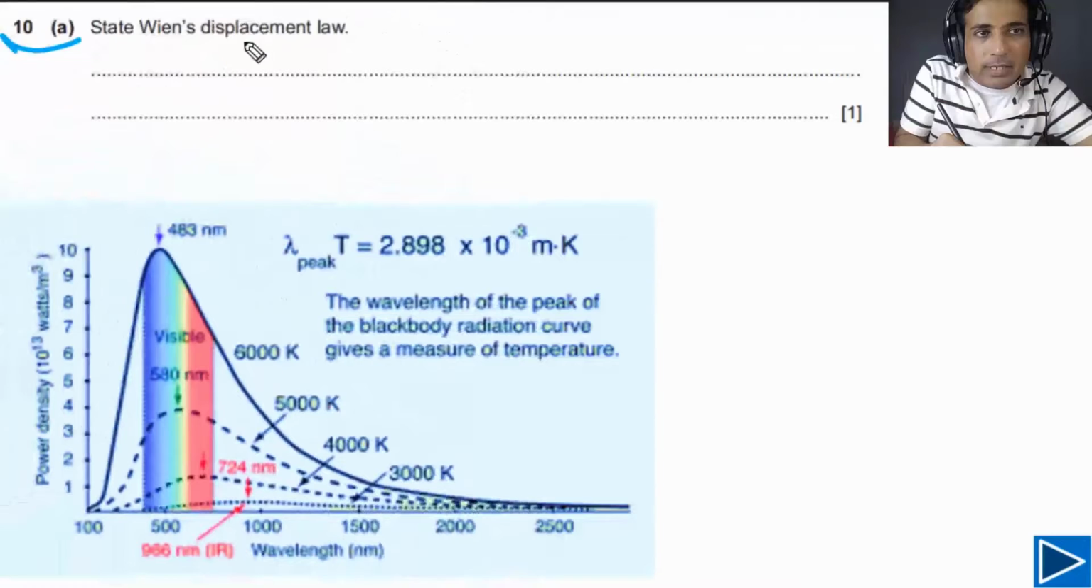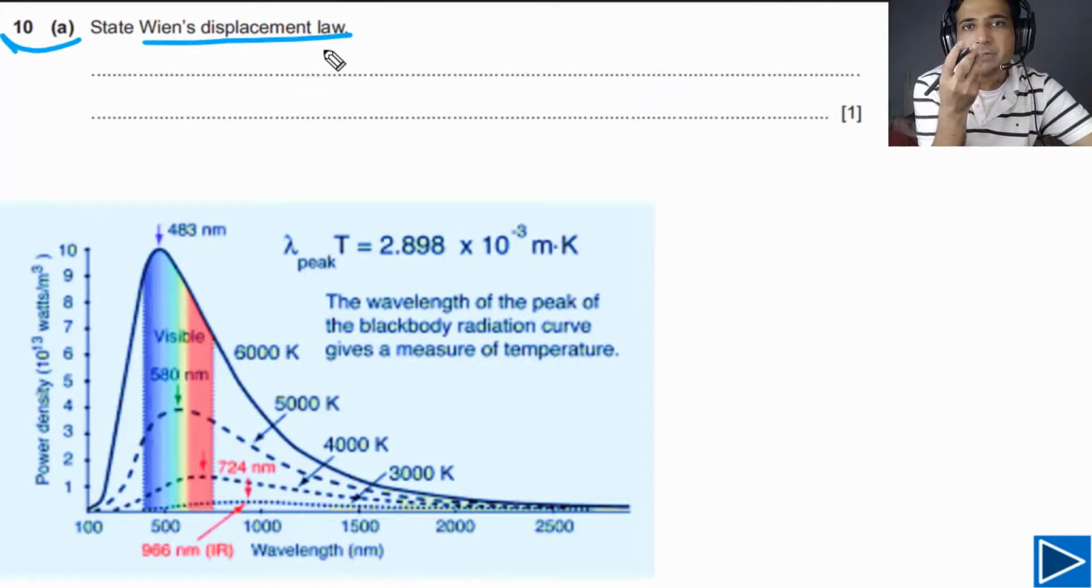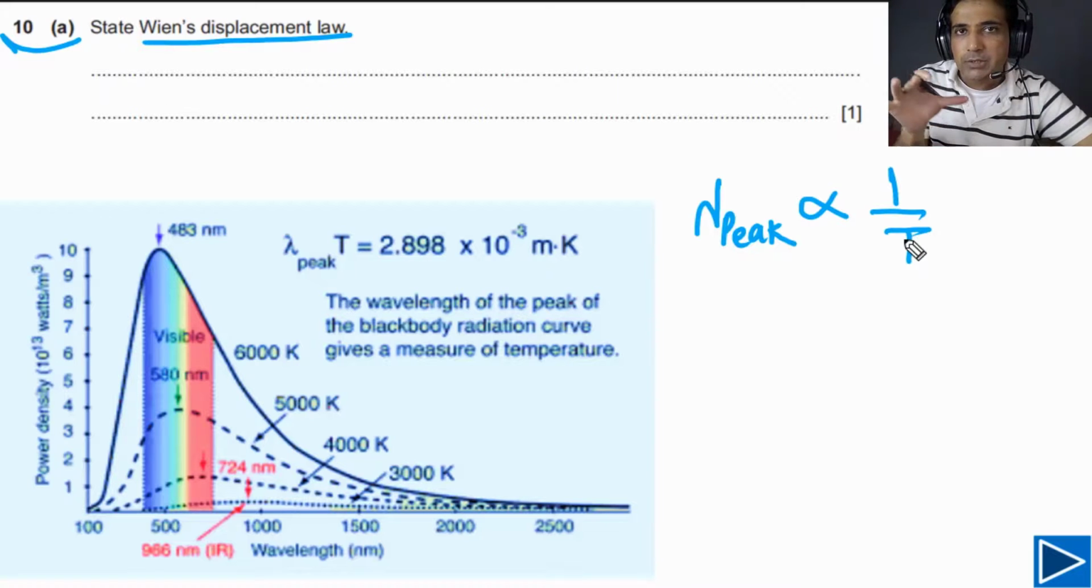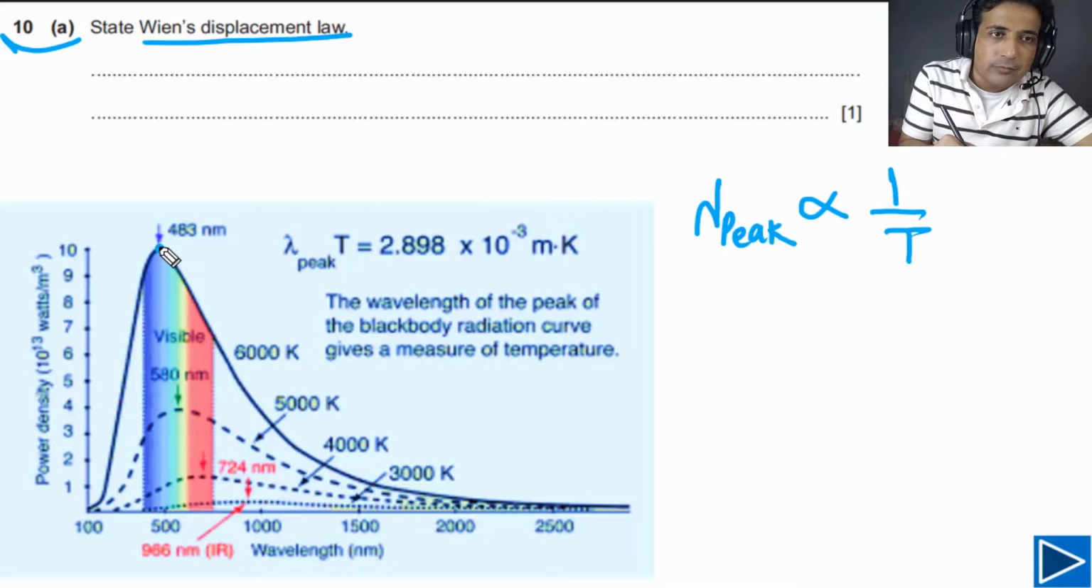For question number 10, part A, we need to state Wien's displacement law. Wien's displacement law simply tells us the relationship between lambda peak, meaning the wavelength of maximum intensity, and thermodynamic temperature, or simply temperature in Kelvin. And these two quantities are inversely proportional. Lambda peak means the value of the wavelength at this peak. So simply you can read this from the x-axis.